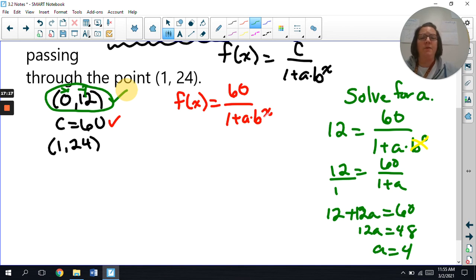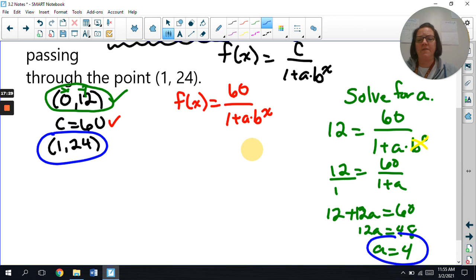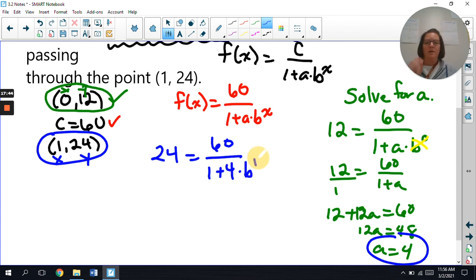So now I'm going to use this point and my new A, and I'm going to plug them into my equation to find my B. So again, remember, this is x and this is y. So we have 24 equals 60 over 1 plus 4 times b to the first. Again, remember, these are not like terms, so you can't add these together to get 5. You've got to keep them like that. So now you're going to go ahead and solve for B.